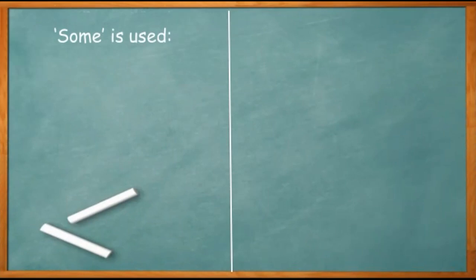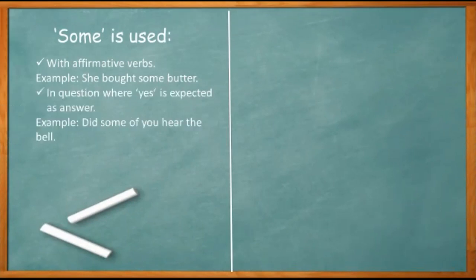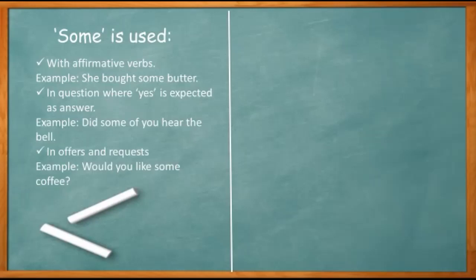First is some. Some is used with affirmative verbs. For example, she bought some butter. So bought is an affirmative verb, so some is used. In questions where yes is expected as an answer. Example, did some of you hear the bell? So yes is expected as most of them would have heard the bell. In offers and requests, would you like some coffee? So they give an offer to them, so some is used.